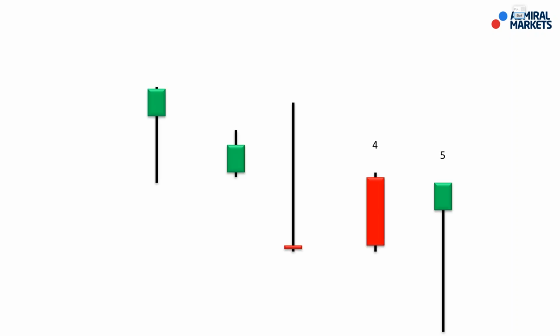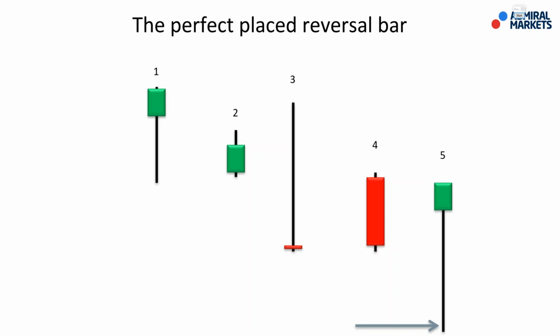First, on the long side. Look at this one. You can count. The perfect place for a reversal bar has, attention please, the lowest low within the last 5 candles. This is a filter system, ladies and gentlemen. If you have your reversal bar maybe here, it doesn't work.